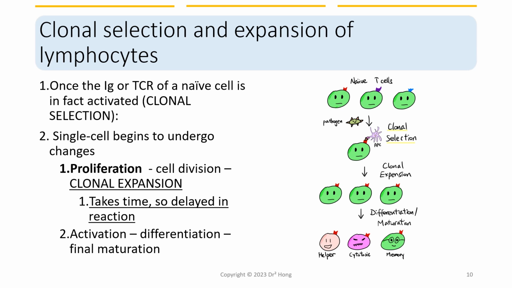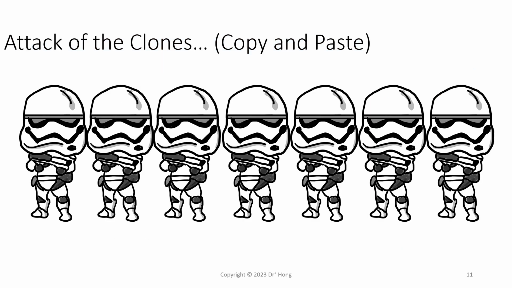Now, B cells go through a slightly different process, but basically they still go through clonal selection and clonal expansion. So basically our body clones a lot of these T cells that can recognize, or B cells that can recognize, the given antigen. So a little bit of humor, it's just attack of the clones. I just drew one of those and then copy and paste.